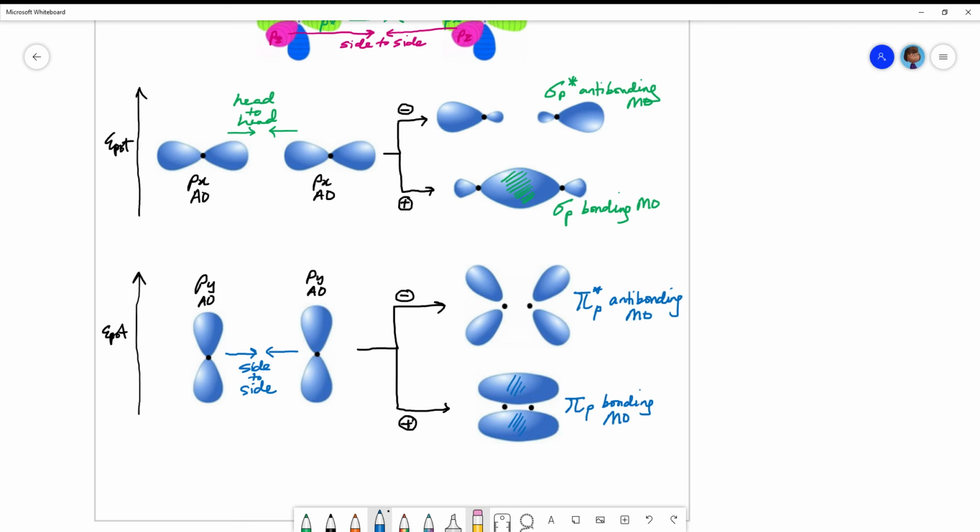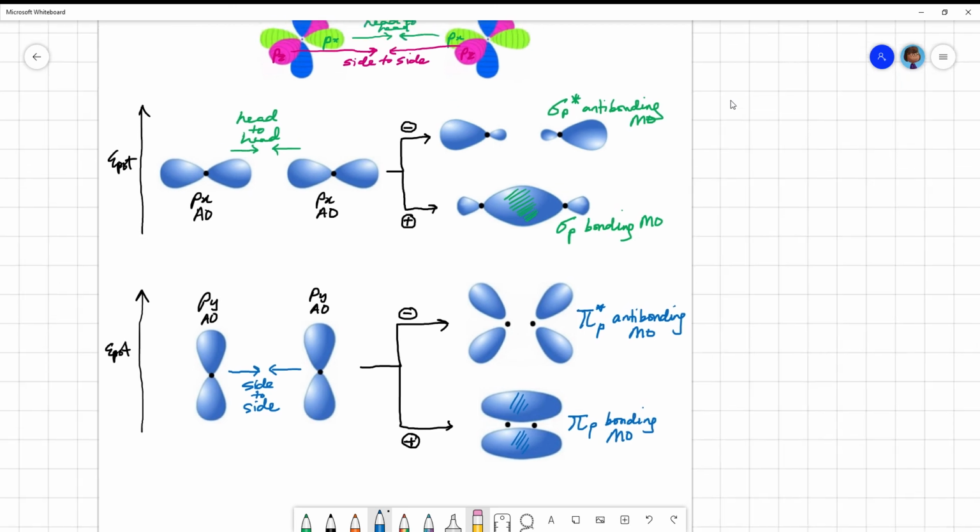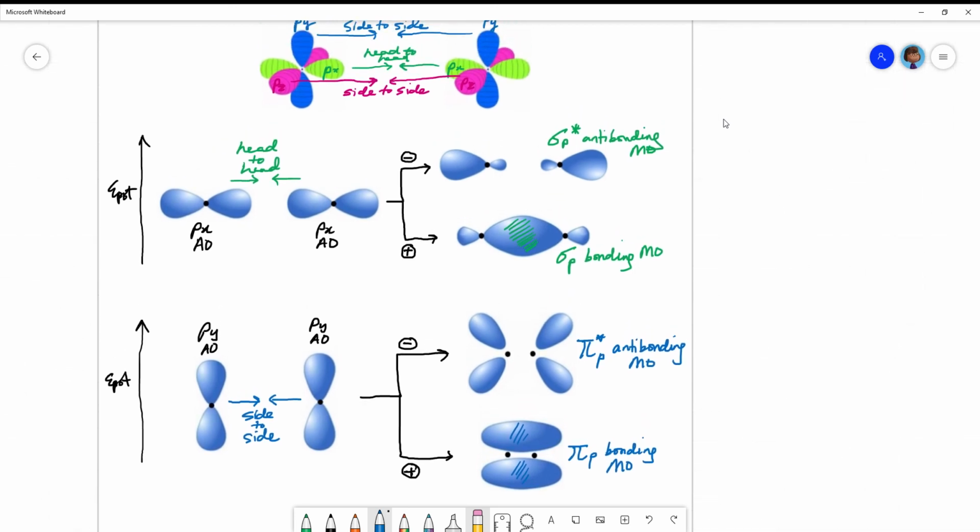So we've taken a look at the head-to-head combinations of the px orbitals, the side-to-side combination of py orbitals. What do you think is going to happen for the pz's? Do you think the pz orbitals, when they combine, are going to give the same thing as the px's or the py's? Well, it turns out combining the pz's will also be side to side, and you will get, once again, a pi bonding molecular orbital and a pi antibonding molecular orbital.